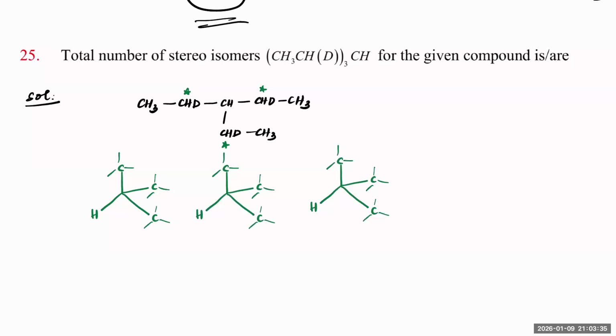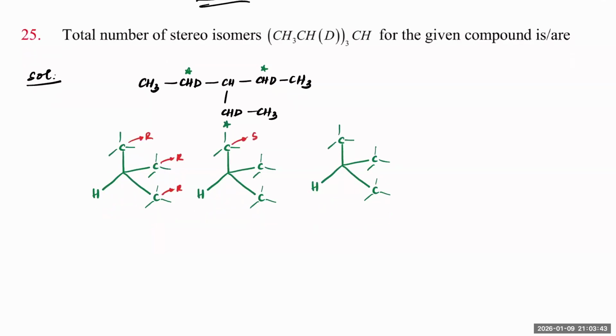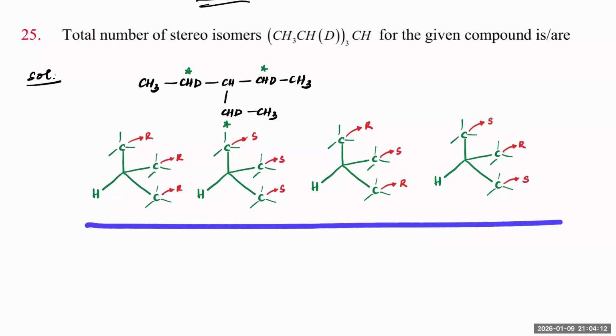So first case, when this is R, this is R, and this is R, and its mirror image, when this is S, this is S, this is S. These two are mirror images of each other. Next, when this is R, this is S, and let's say this is R. If I take the mirror image of this one, I will have this as S, R, and S. These are the four cases I have.